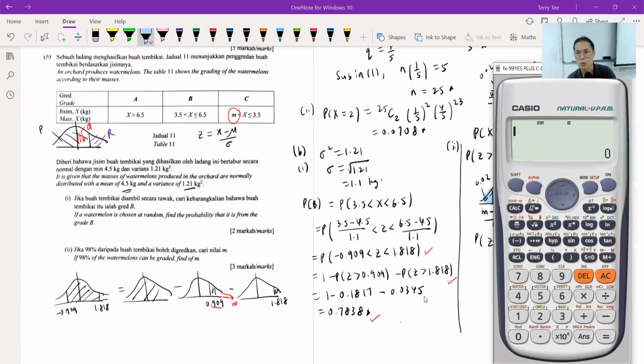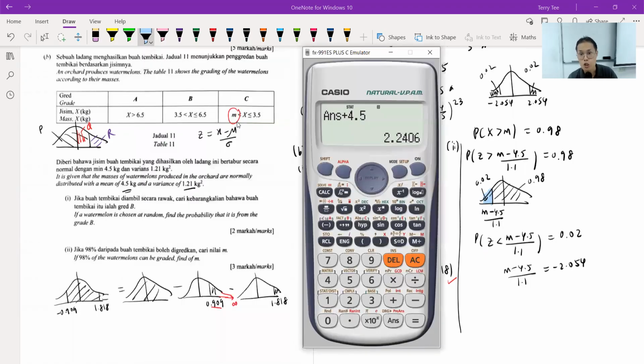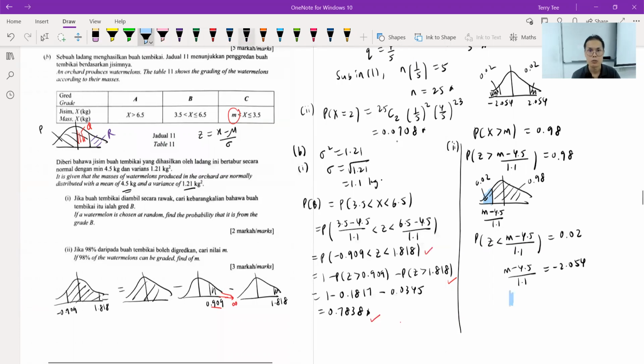So now we take 1.1, you multiply by negative 2.054, then whatever you get, you plus 4.5. There you go, 2.24. So your answer must make sense. So your answer must be less than 3.5. Your M should be less than 3.5. In this case, it's 2.241. Yeah, your M is 2.241.